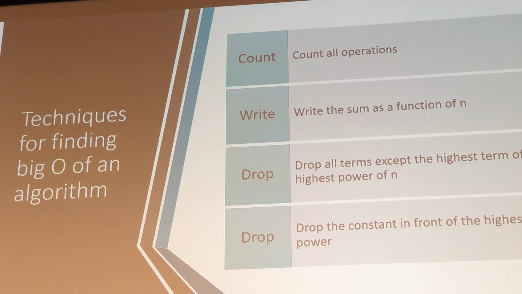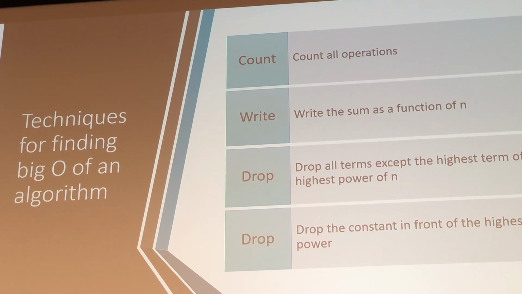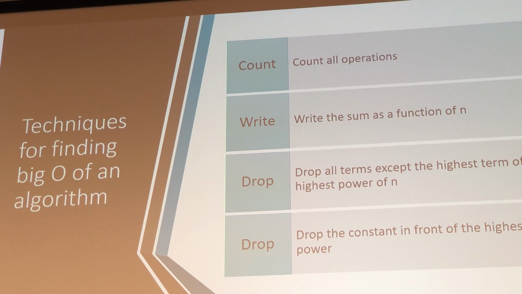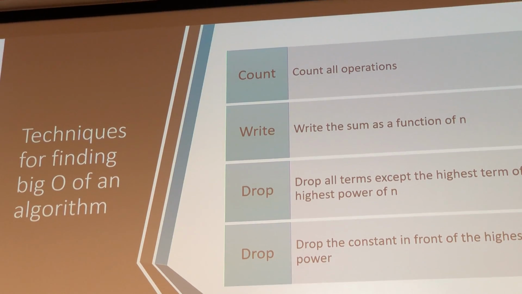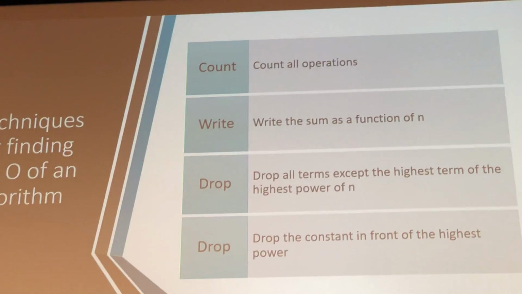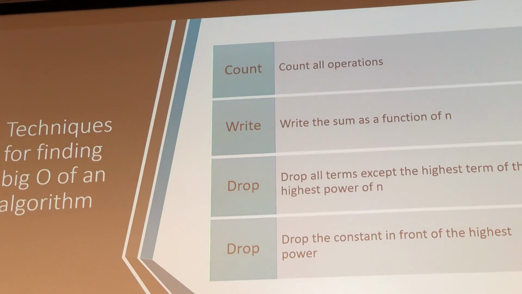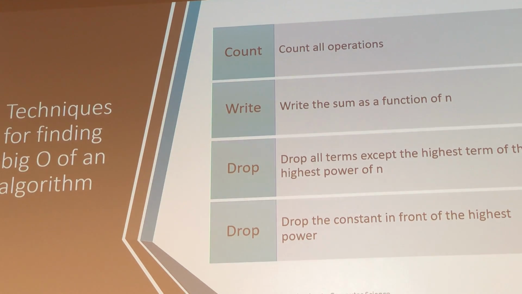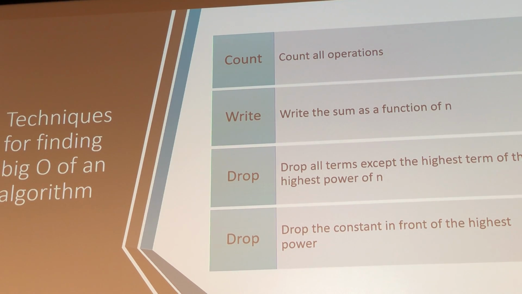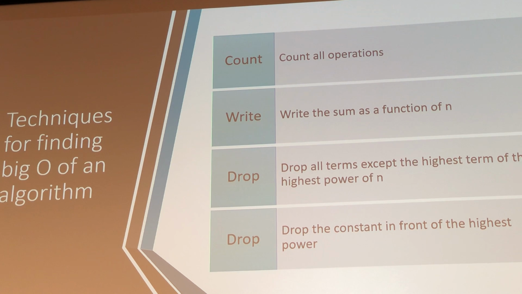First, you count the operations. Okay? Then you write the sum as a function of n. And then you drop all the terms except the highest term of the highest power of n. So let me give you an example of that. Say, for instance, we look at the algorithm and you count operations.